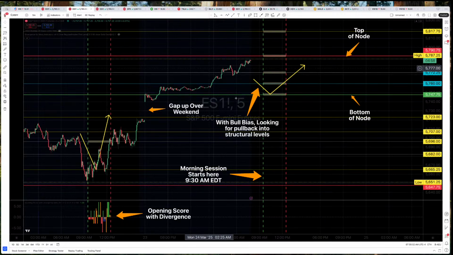And these vertical lines are showing the morning session because that's where we're looking for the opportunity. You can see on Friday, we actually had 2 different opportunities where we found divergences right at this structural level at 56.65.